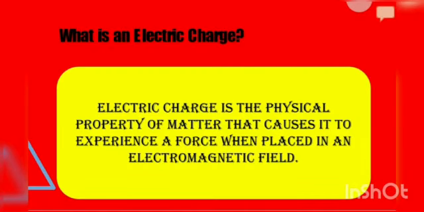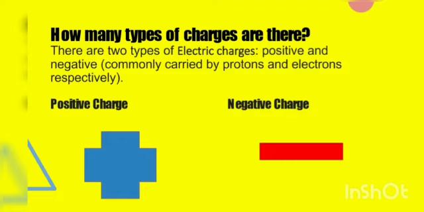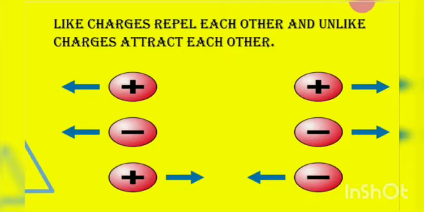So here the first question arises, what is an electric charge? An electric charge is a physical property of matter that causes it to experience a force when placed in an electromagnetic field. Now, how many types of charges are there? There are two types of charges, positive and negative, commonly carried by protons and electrons respectively. As you can see in the figure, like charges repel each other and unlike charges attract each other.